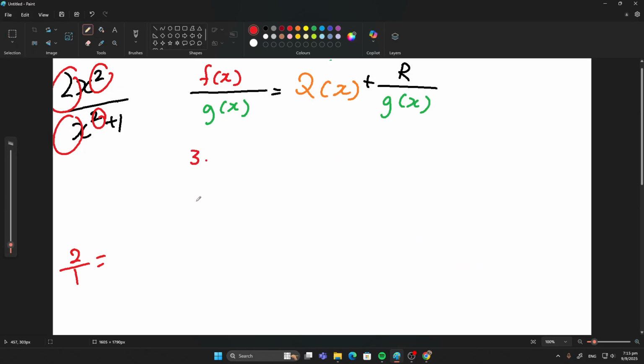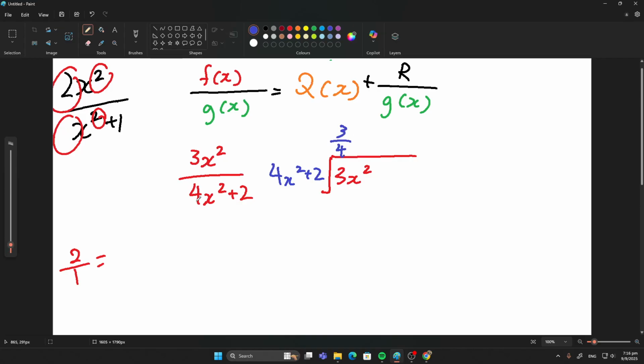So even if, for example, I do 3x squared over 4x squared plus 2. For the sake of you guys, I'm going to show you that it is always the same. Maybe I shouldn't use red. It's a bit too much for everyone. So this is just what? 3 over 4. 3 over 4.